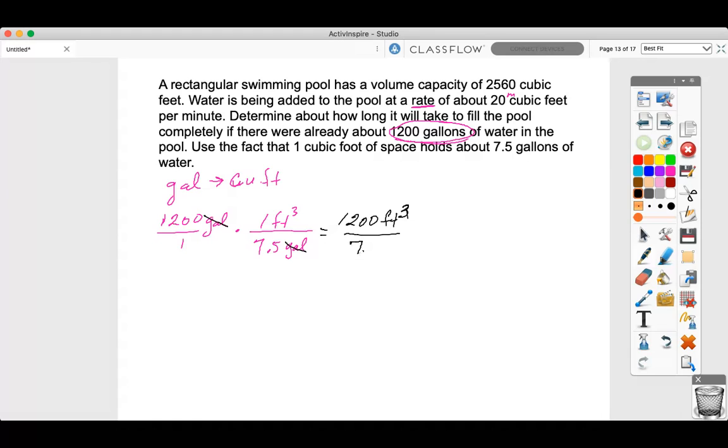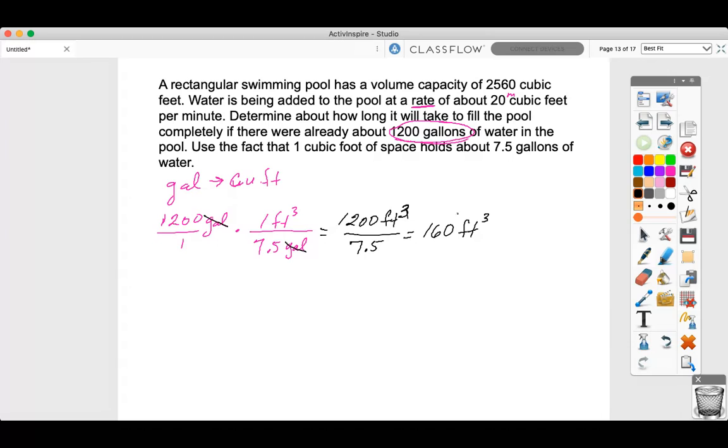over 7.5. Now we just have to take 1,200 and divide by 7.5. So we take 1,200 divided by 7.5, and we get 160. So this 1,200 gallons that are already in there take up 160 cubic feet of space.